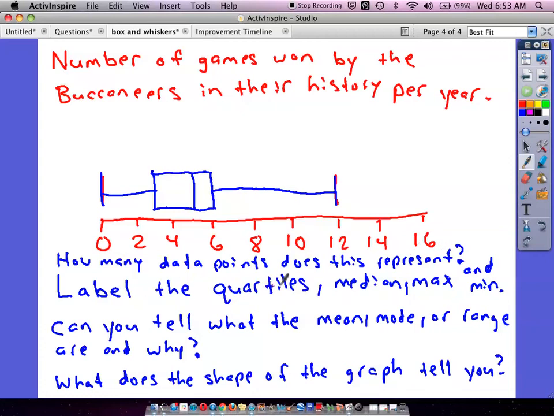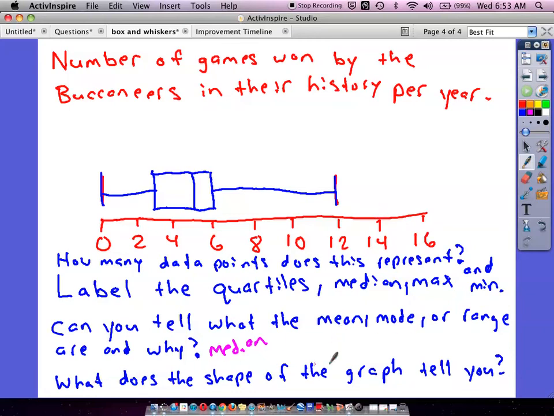I want you to label the quartiles, the median, the maximum, and the minimum. I want you to answer the question, can you tell what the mean, mode, or range are? And I should put median as well. Can you tell that from just looking at this graph? If you can, answer it. If you can't, say why.